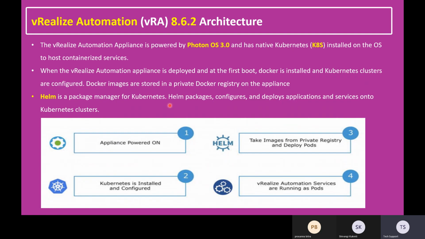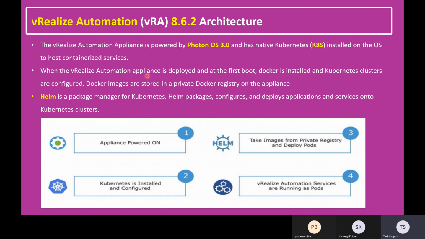So the vRealize Automation appliance is powered by Photon OS. Photon is open source, developed by the VMware organization. The version is 3.0. Within this version, they have native Kubernetes, K8s in short form, installed on the OS, with host-contained services. On top of this OS, they made it a Kubernetes OS, and with this combined package, they made the vRealize Automation appliance.